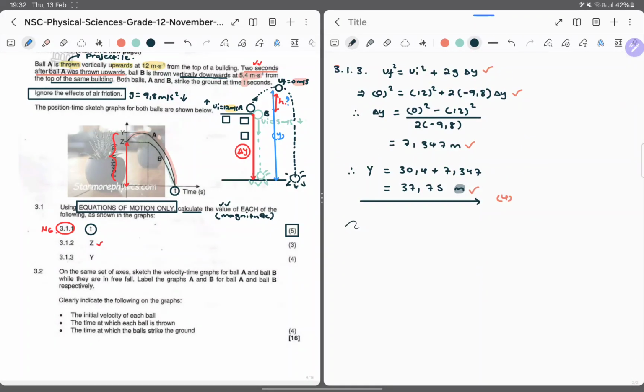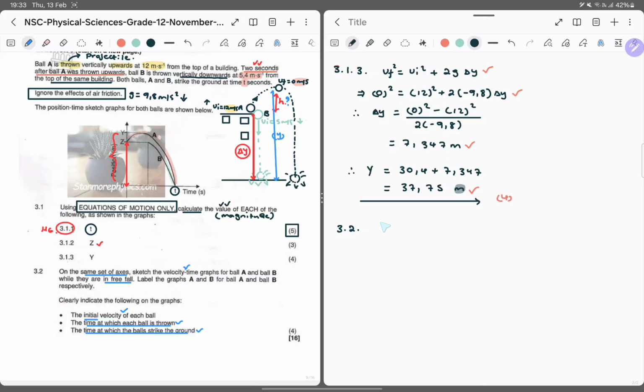Now let's look at 3.2. 3.2 says, on the same set of axes, sketch the velocity time graphs for ball A and ball B while they are in free fall. Okay, that means from launch till they hit the ground. Label the graphs A and B for ball A and ball B respectively. Clearly indicate the following: the initial velocity of each ball, the time at which each ball was thrown, okay, and the time at which the balls strike the ground. Okay, that's easy. We can handle that.